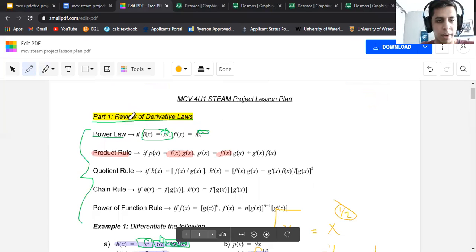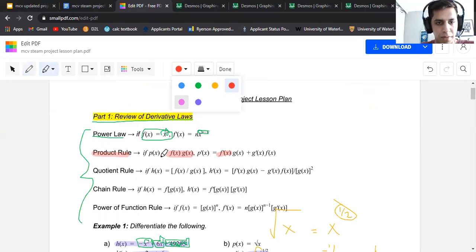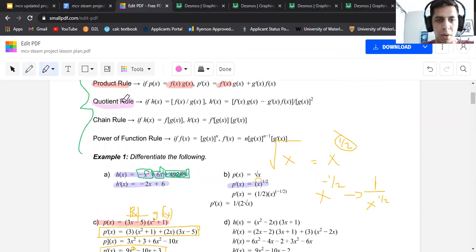So moving on, let's get another color. Purple. All right, we have quotient rule. So this is probably one of the harder derivative laws to take into account because of the simple fact that we're dealing with quotients. So we're dealing with division statements that are something divided by something.